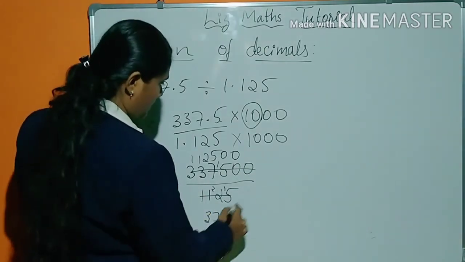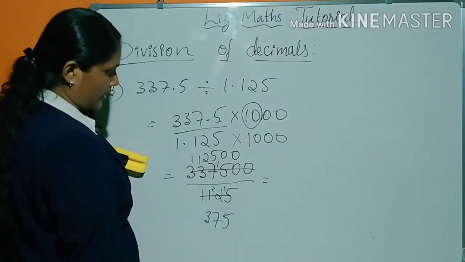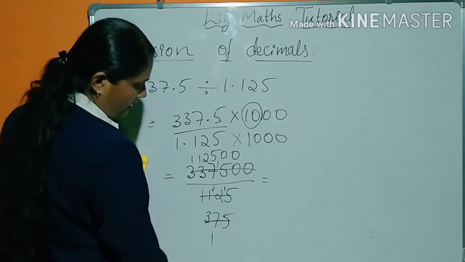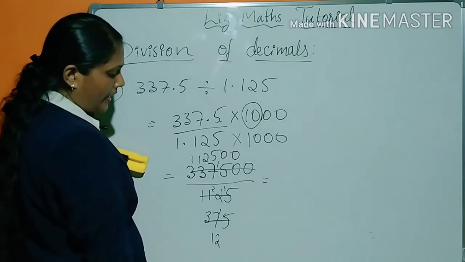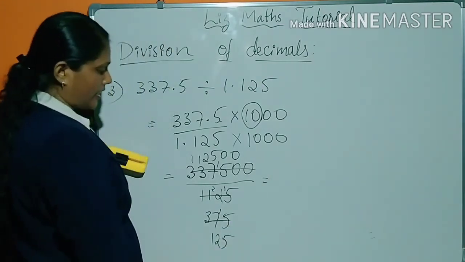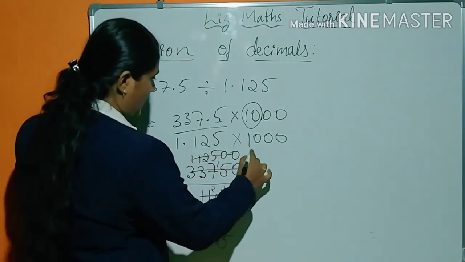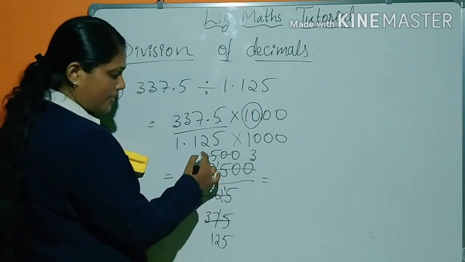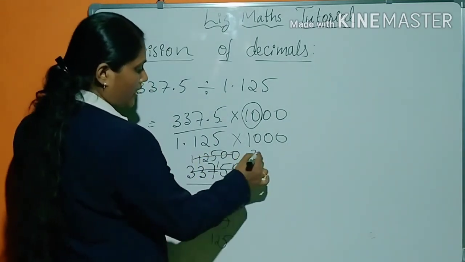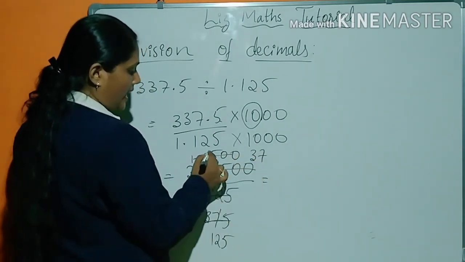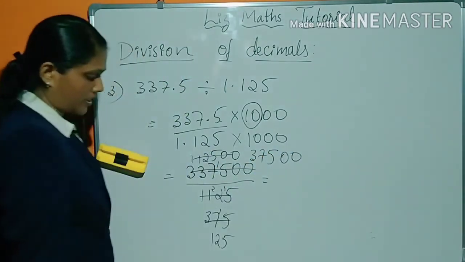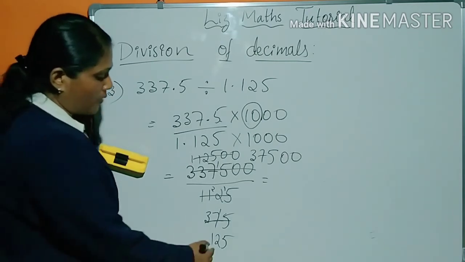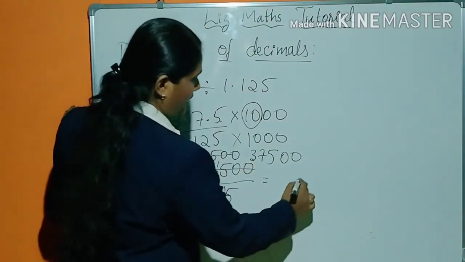Now again go for the division. Now 3 1s are 3, 3 2s are 6, 1 is in your hand, 3 5s are 15. Here also 3 3s are 9, and 2 is remaining, 22, 3 7s are 21, and 1 is in your hand, 3 5s are 15, and those 2 zeros you put here. Again 125, and here 375.